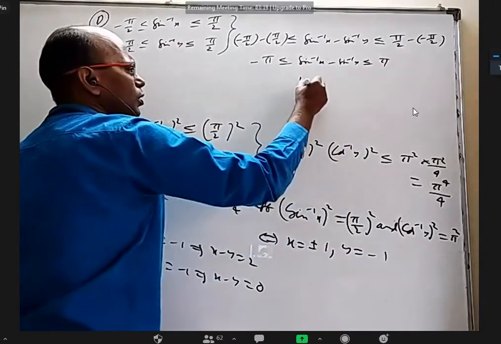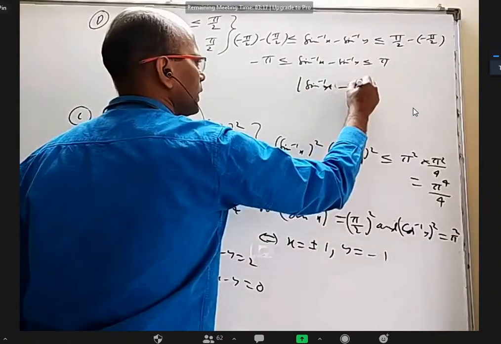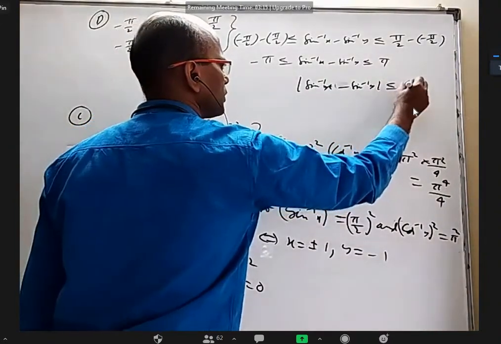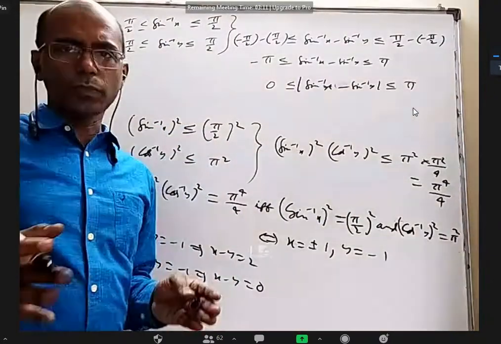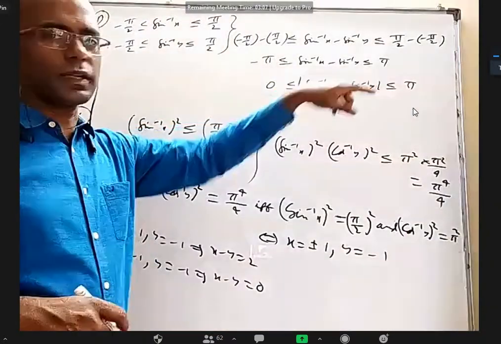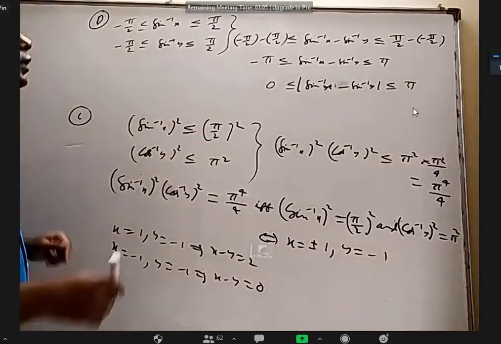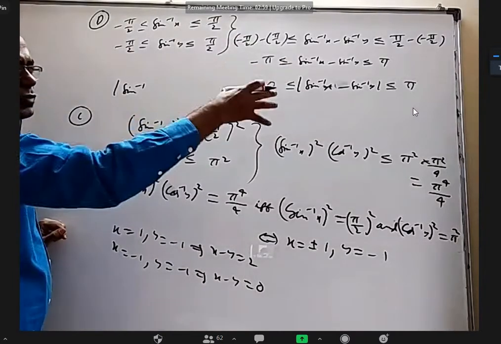When I take mod sin inverse x minus sin inverse y, it is between pi and 0. If any number is between minus pi to pi, when you apply mod, it will be maximum pi, and minimum it is not minus pi. It is between 0 and pi. So again, the maximum value of this mod is pi.